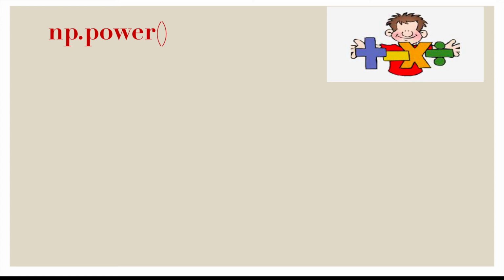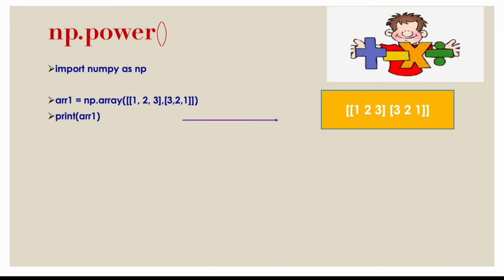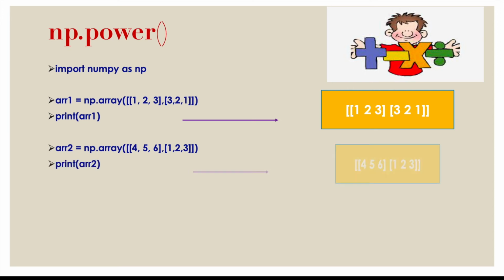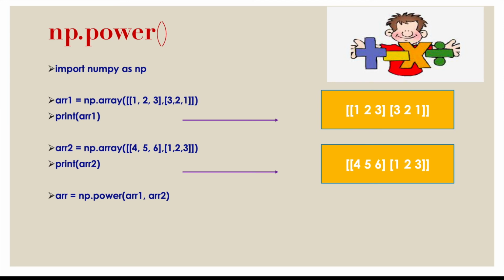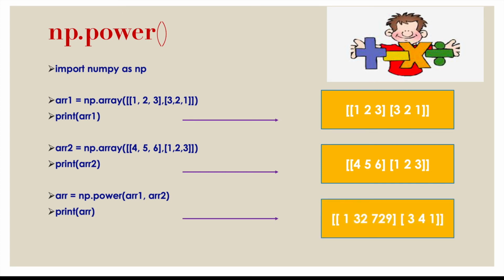Now let's see through simple lines of code. We import numpy as np. We create our first array by calling the np.array function. This will create a two-dimensional array in a 2x3 format. We create our second array by calling the np.array function. This will also create a two-dimensional array in a 2x3 format. Now we call the np.power function and then we pass array 1 and array 2 as its argument.